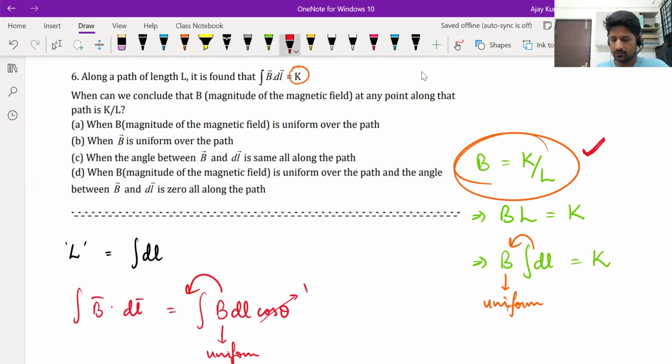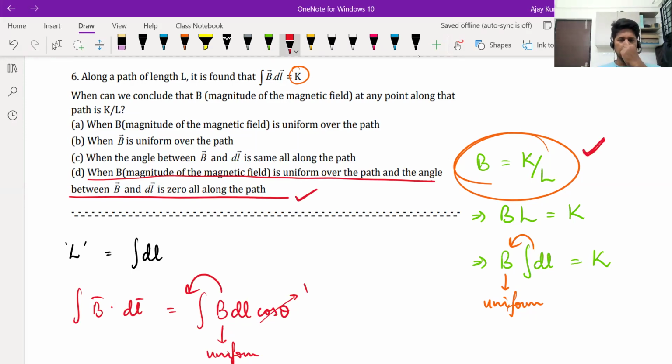Fine. So there are two conditions that are to be satisfied for B to be equal to K by L. One is the magnitude of magnetic field B must be same everywhere along that path. One more thing is theta should be 0 everywhere along that path. What is theta here? Theta is the angle between magnetic field B and the vector dl. So the answer becomes: when magnitude of field is uniform over the path and the angle between B and dl is 0 all along the path, in such cases, you can directly tell B is equal to K by L.